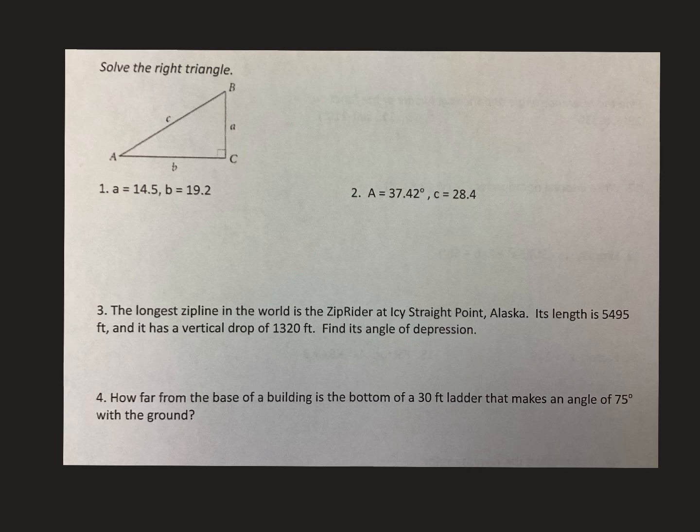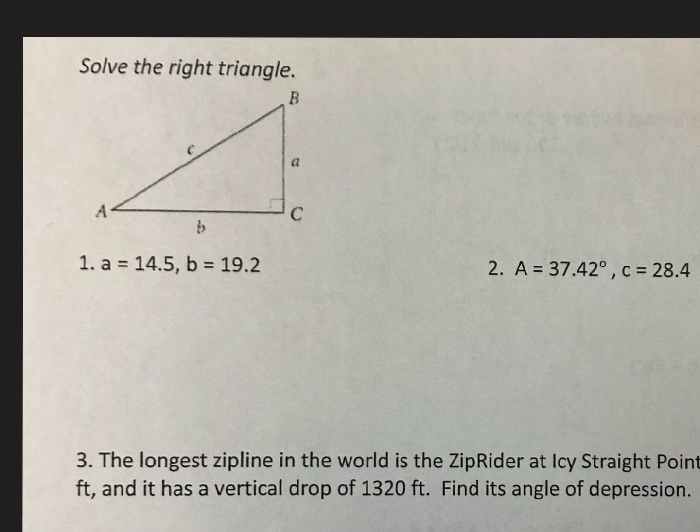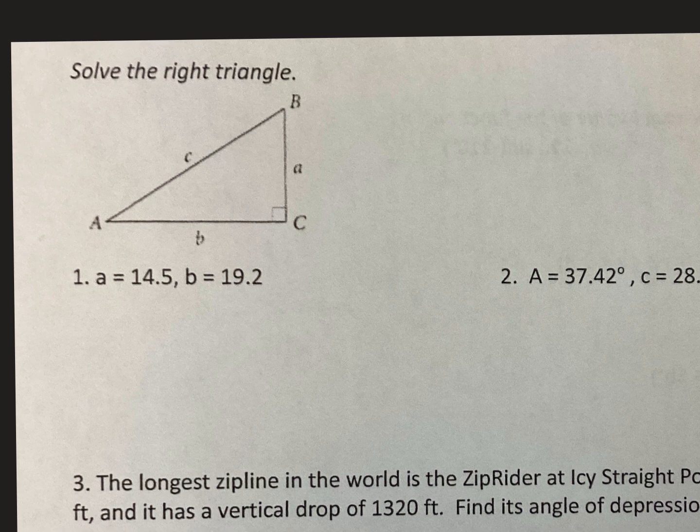All right, guys, let's knock out this review for test 10. First of all, we got to solve the right triangle twice. Got two of these. You need to find all the parts that are missing. So let's see what we got here. It says side A is 14.5 and side B is 19.2. So we got to find all the angles, well, two of the angles and also the hypotenuse.